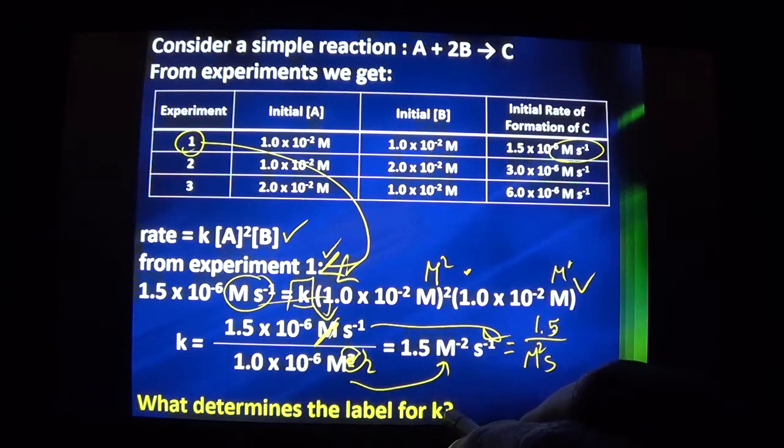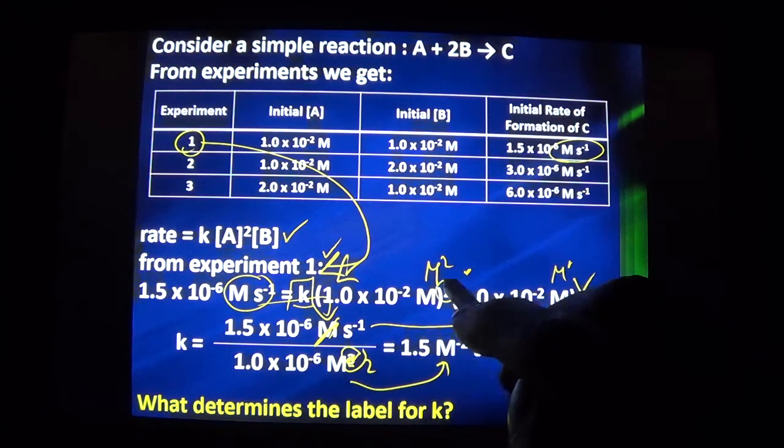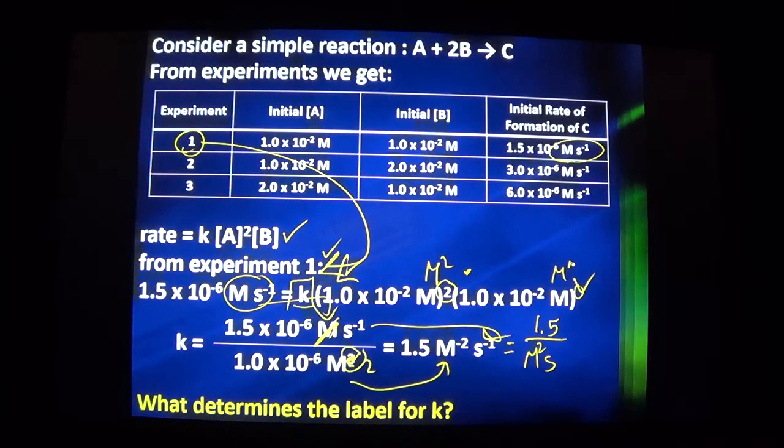So what determines the label for K? It is the orders that determine the labels for K. So you use your chart, use your orders, and you see what cancels and what doesn't cancel. And if you're not in the habit of showing your labels when you do your work, that's just stupid. The labels are there to keep you straight, and especially when you're dealing with lowercase k, the labels will tell you what the right label is for lowercase k.